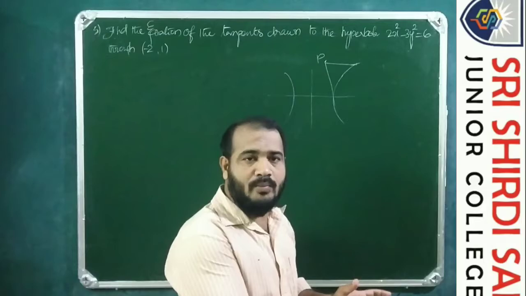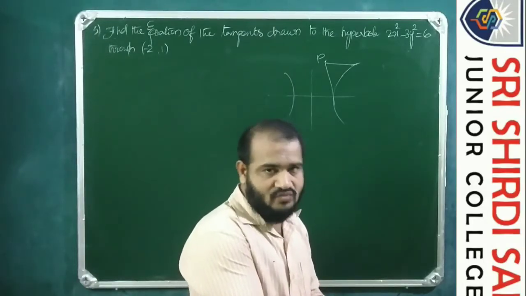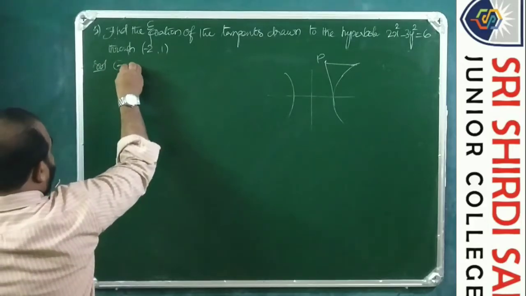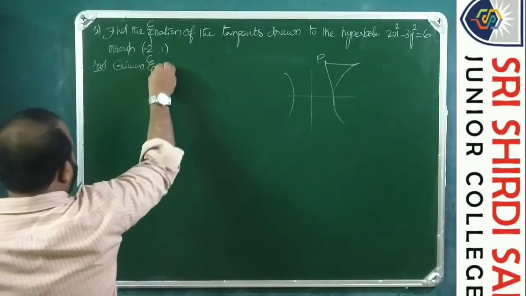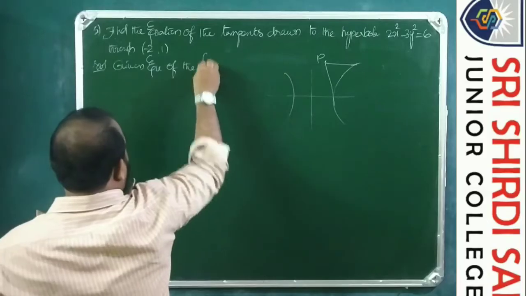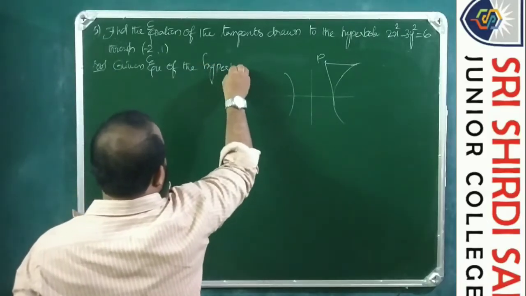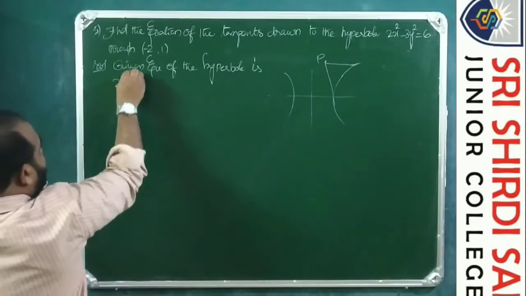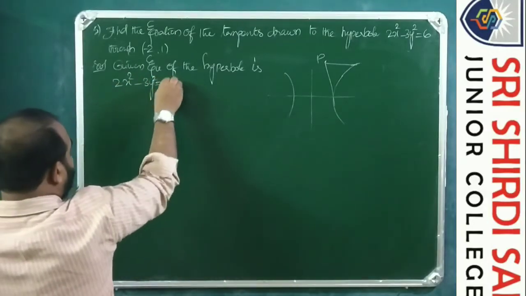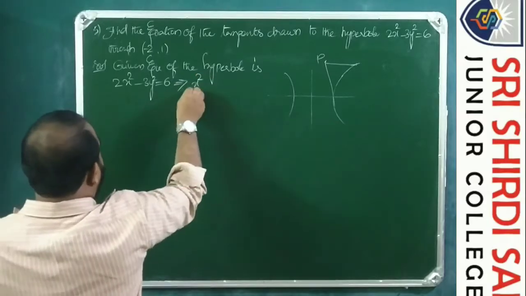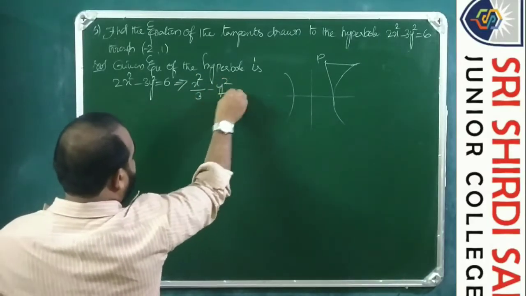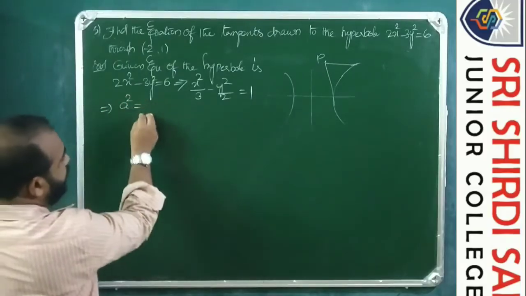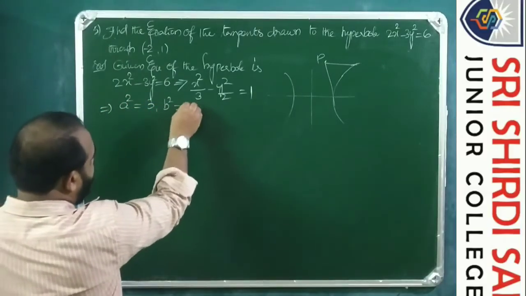We can do this problem in an alternative way as well. The given equation of the hyperbola is 2x² − 3y² = 6. That is x²/3 − y²/2 = 1. This implies a² = 3, b² = 2.